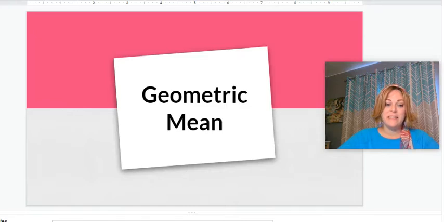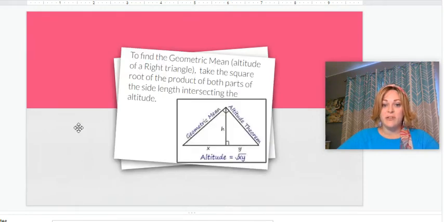Geometric mean. This is something that you may or may not use to solve the problems, but some teachers will use this. The geometric mean is literally when you have this right triangle with an altitude. It is the square root of each of these pieces of the side where the altitude hits. So to find this altitude, that height, you take x times y and the square root of that, and that's how you find the geometric mean.